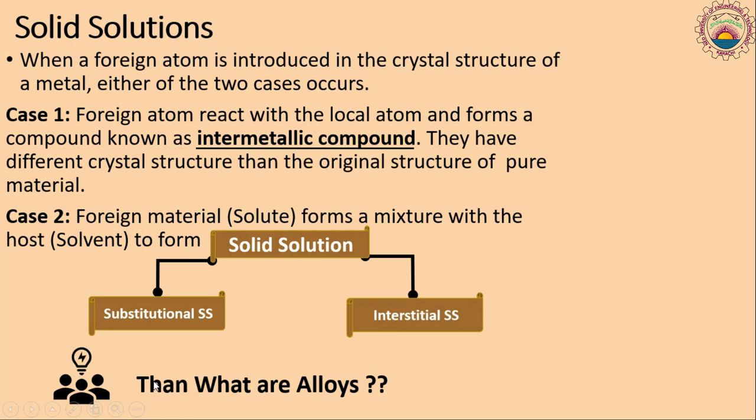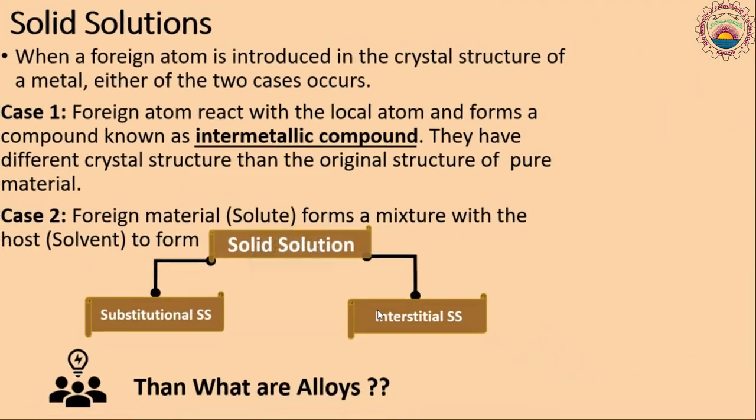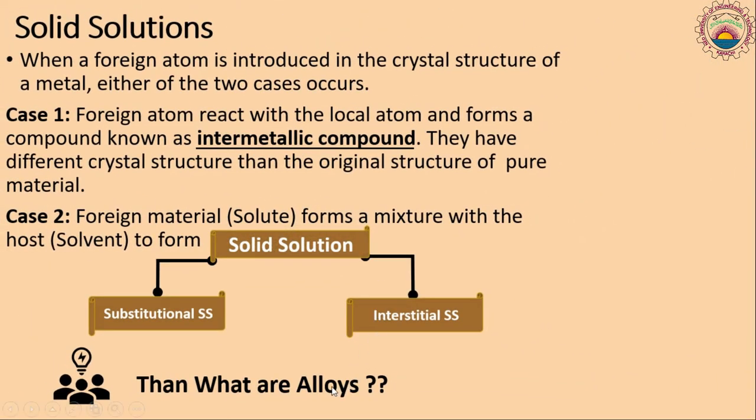By the way, what really are alloys? Alloys are basically such solid solutions in which the host material, the solvent material, must be a metal. Alloys are not intermetallic compounds. The solute might be any non-metal, maybe carbon. Let's suppose steel is an alloy of iron and carbon, in which the host or the solvent is the iron, the crystal structure is of the iron, and the carbon atoms come into the crystal structure of the iron as a solute. So it makes up the alloy of steel.